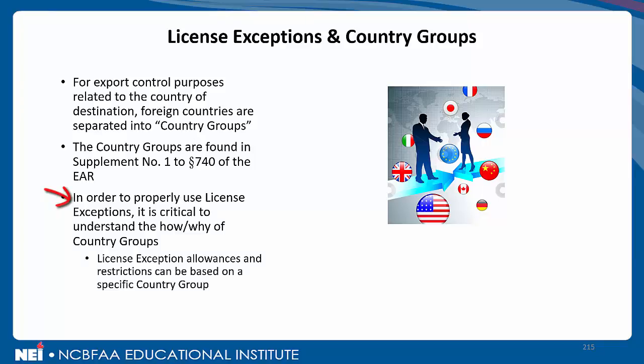So in order to properly use license exceptions, it's critical to understand the how and why of country groups. Why is that? Sub-bullet point here. License exception allowances and restrictions can be based on a specific country group. That is why. So all of these factors coming together. What are we shipping? Where are we shipping to? Who's the end user? All the pieces of the puzzle are coming together. License exceptions are a big part of that puzzle.